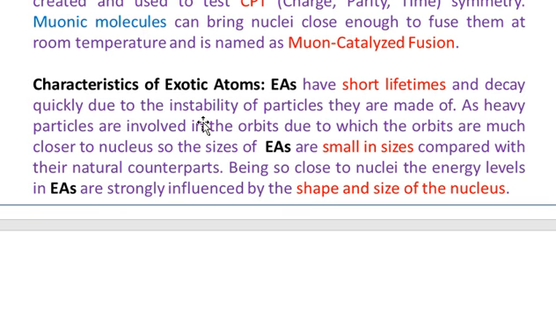Now some characteristics of the exotic atoms. Exotic atoms have short lifetimes and decay quickly due to the instability of the particles they are made of. As heavy particles are involved in the orbits, the orbits are much closer to the nucleus, and so the sizes of the exotic atoms are small in comparison with their neutral counterparts. Being so close to the nuclei, the energy levels in the exotic atoms are strongly influenced by the shape and size of the nucleus.